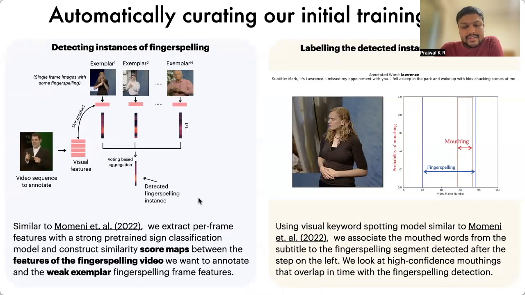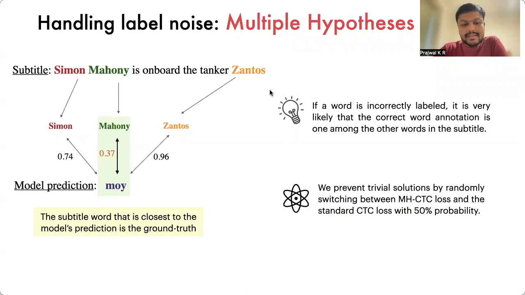If we find high confidence mouthings that overlap with the finger spelling detections, then we have a word label for that finger spelling instance. Now, clearly, since these annotations are automatically obtained, there is bound to be noise in the training data. So we employ two strategies to counter this and improve our performance. One, being a new loss function. The other is to do a multi-stage training after a round of pseudo labeling. Let us look into the first one now.